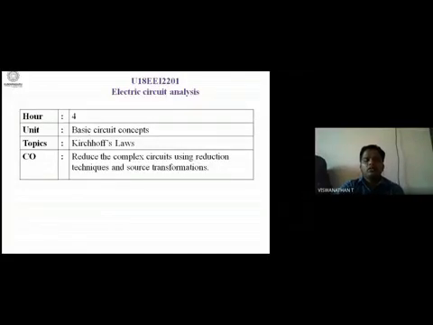Good evening to all. This is our number 4. The unit is basic DC circuit concepts. Today's topic is Ohm's law and Kirchhoff's laws. We are using these laws to reduce a complex circuit into a simple one.